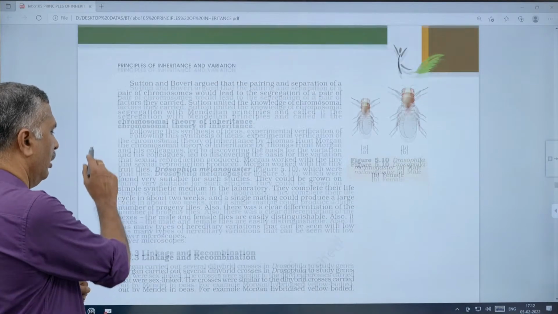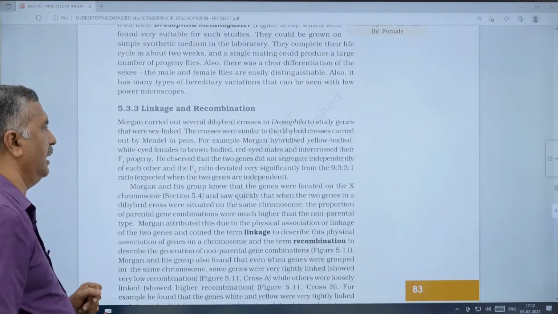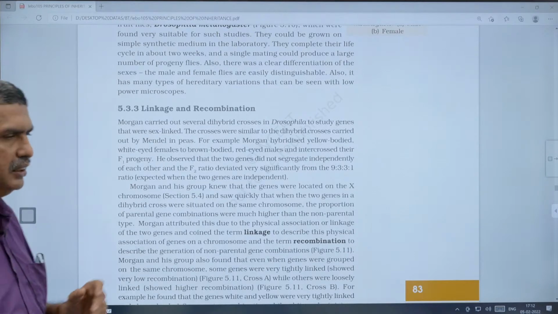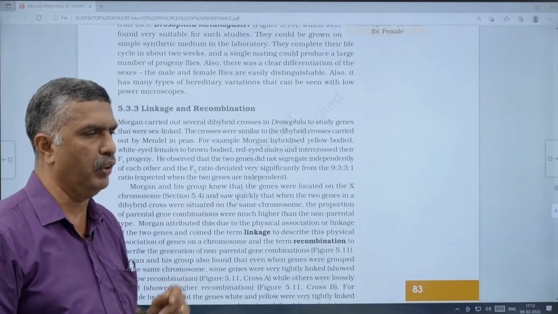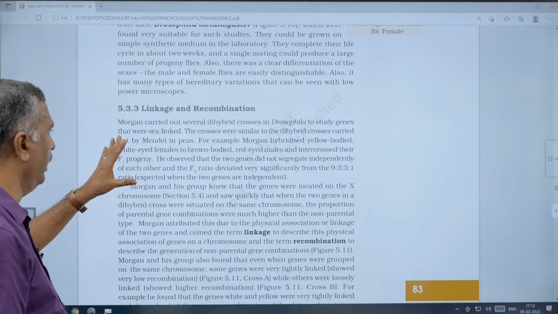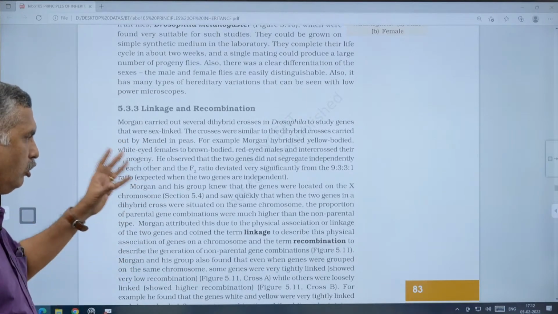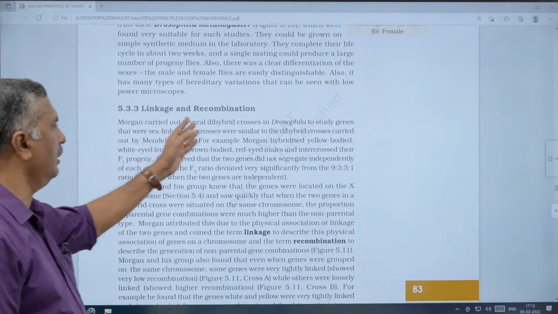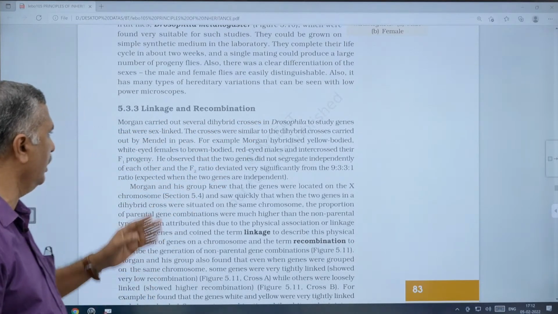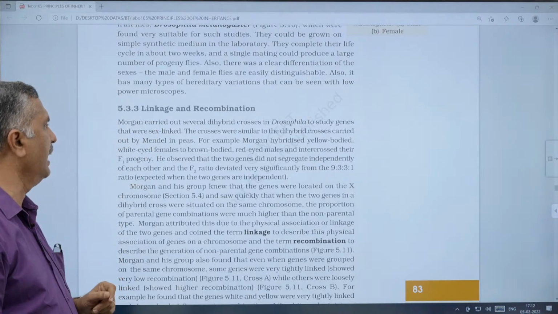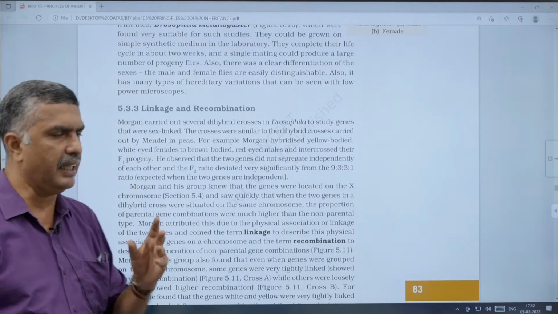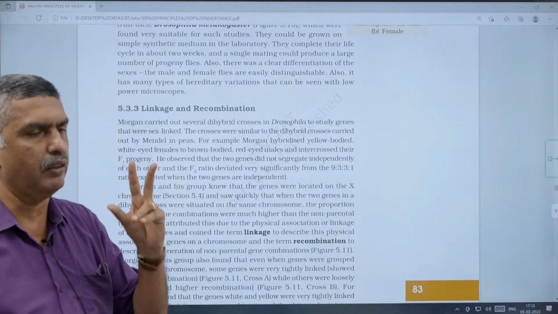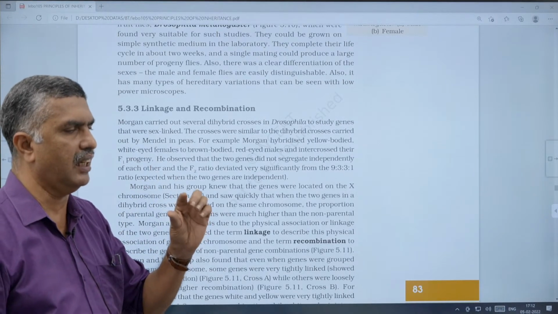Morgan provided the experimental proof for that theory. Then, linkage and recombination. The next study is very important: linkage and recombination, studied by Morgan in Drosophila melanogaster. It was a very important experiment, and he got the Nobel Prize for that study. Morgan carried out several dihybrid crosses in Drosophila to study genes that were sex-linked, that is, the genes that get linked.